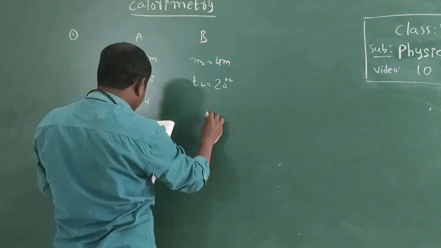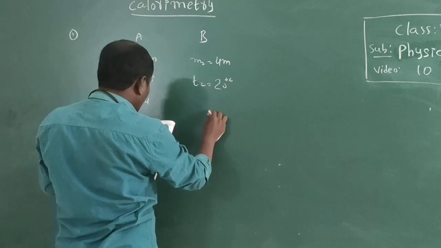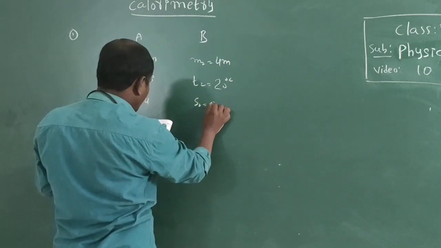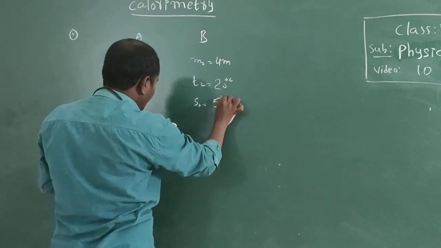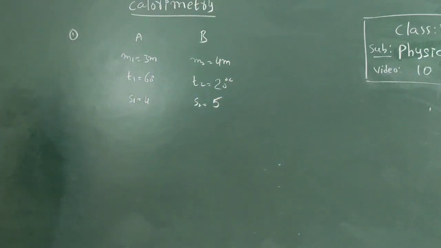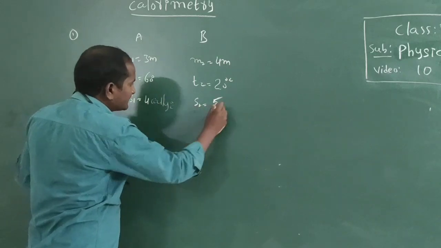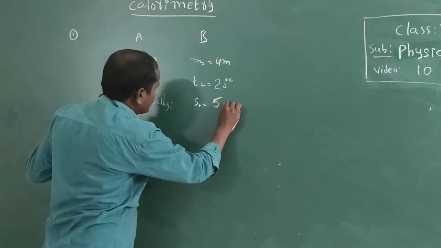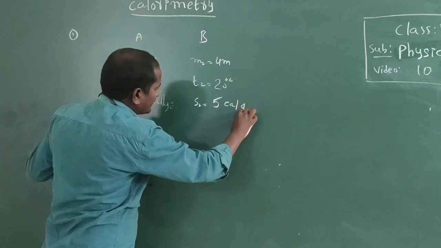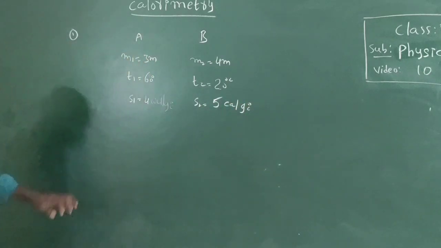and the specific heat capacity of the second liquid is S2 equal to 5. S1 is 4 calorie per gram degree Celsius, and S2 is 5 calorie per gram degree Celsius. These two liquids are mixed together.